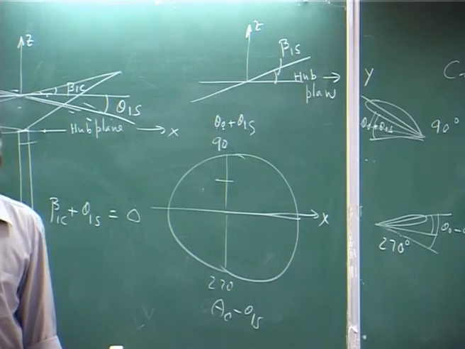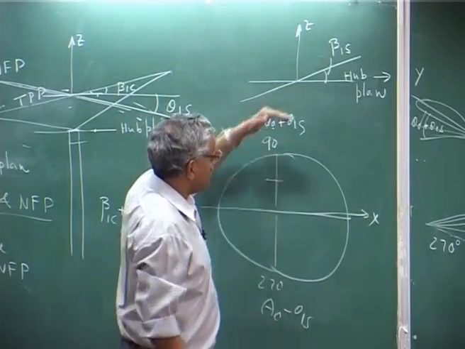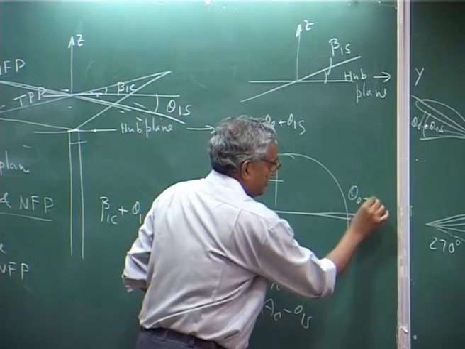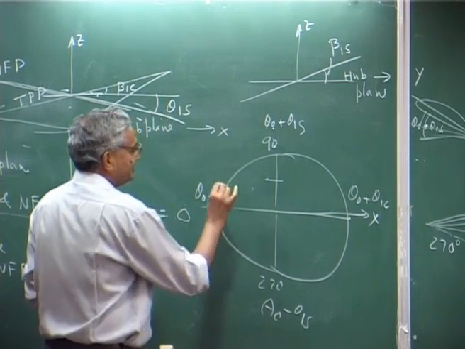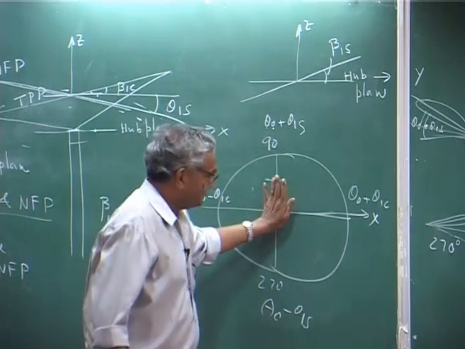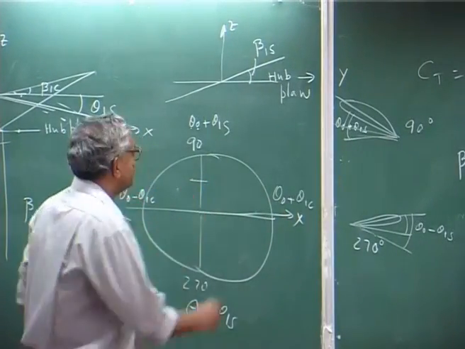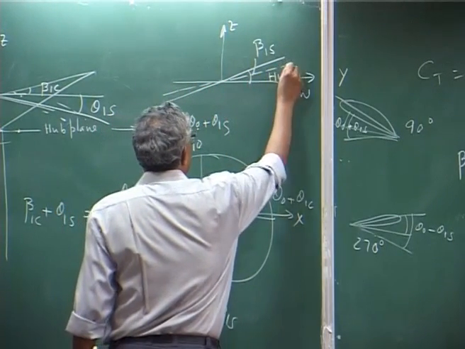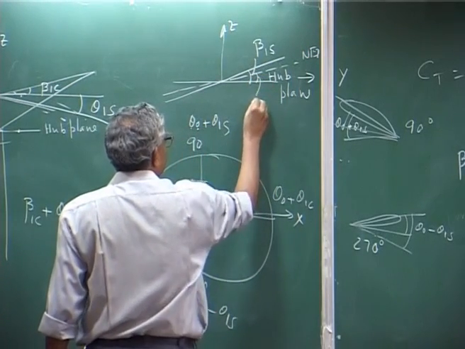And theta 1c will be, because you are looking this way, here you would have added theta naught plus theta 1c, here it is theta naught minus theta 1c. Okay. So, you will tilt the plane like this, because it is more pitch angle. So, you will tilt it like this, which means this will be your NFP with this angle theta 1c.